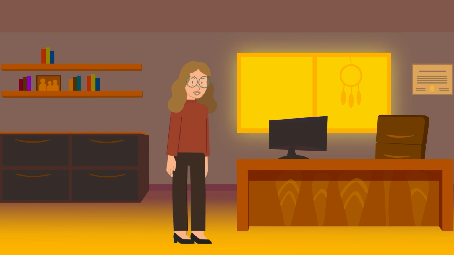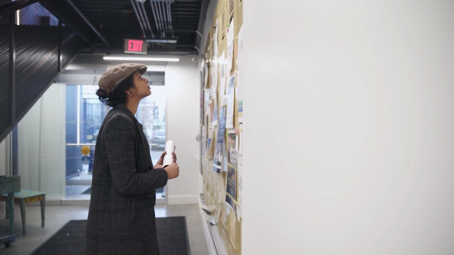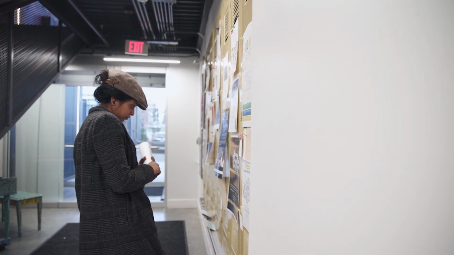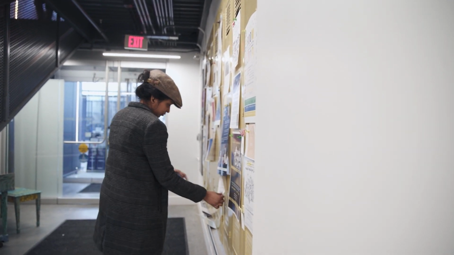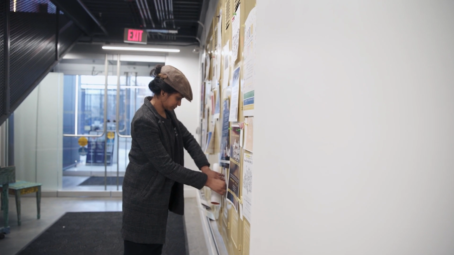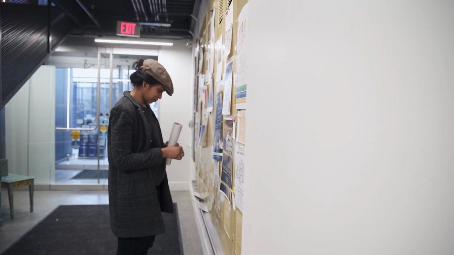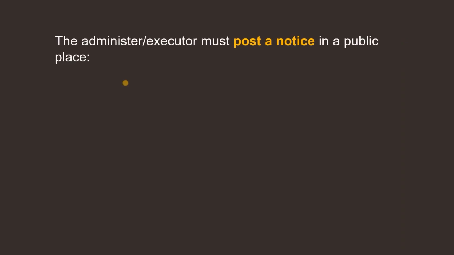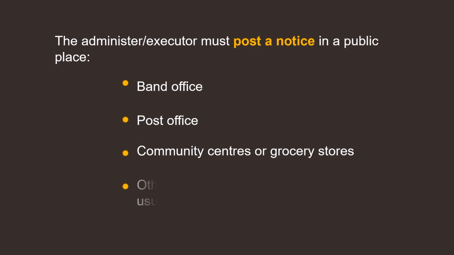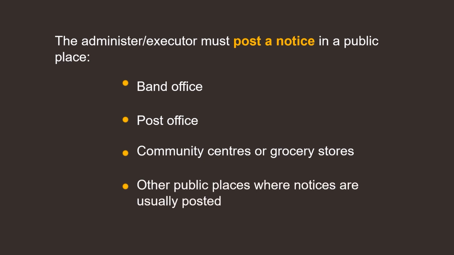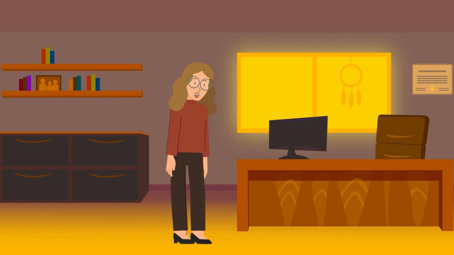To find out if the person who died owed any money to anybody else, the administrator or executor must post a notice within public places. This can include the band office, the post office, the community center or grocery stores, and any other public places where notices are usually posted. ISC has a form for the administrator or executor that they can use to prepare the notice.